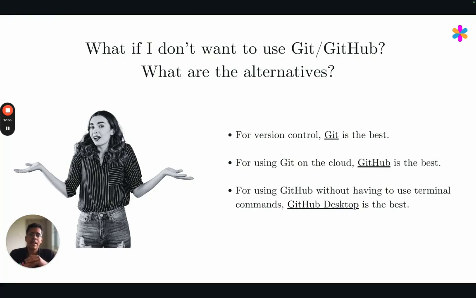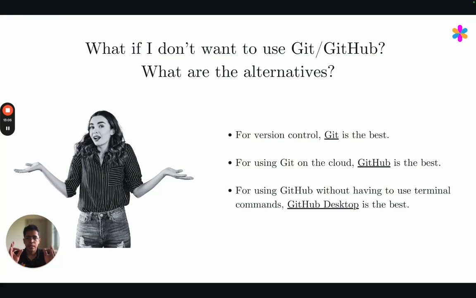And if you don't want to use Git or GitHub altogether, we already showed some GitHub alternatives like GitLab, Bitbucket, etc. But personally, I don't recommend anything other than Git or GitHub. No other alternatives are good enough. For version control, obviously Git is the best. For using Git on the cloud, GitHub is the best. GitLab is also popular, but GitHub is orders of magnitude more popular.